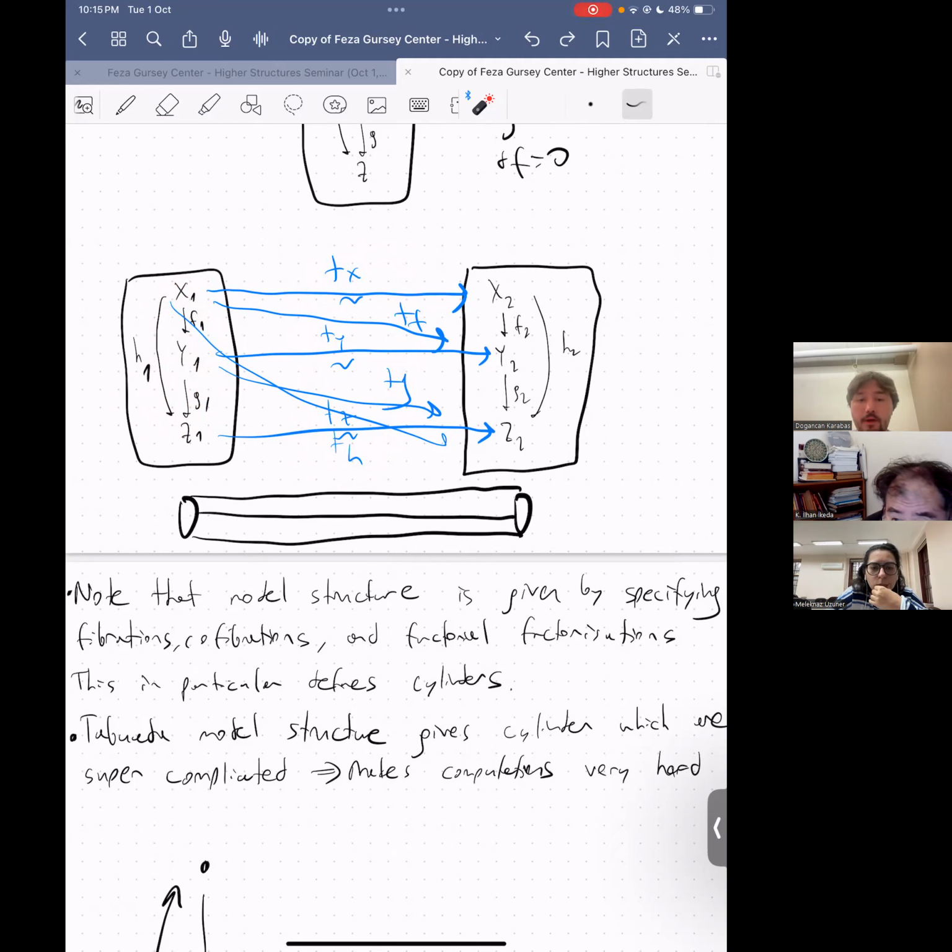Can I ask one question, Doğancan? Sure. That cylinder construction that you have drawn here reminded me of the cobordism category of topological quantum field theory, cobordism morphisms kind of thing. So, can we define some sort of TQFT for DG categories?